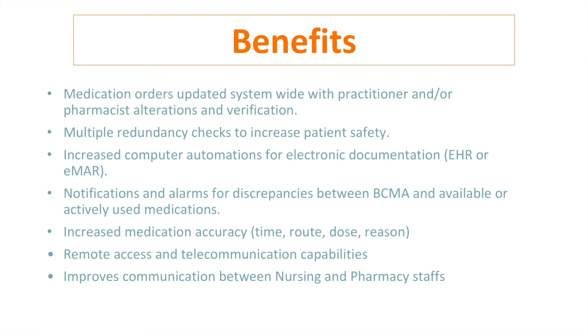Some of the things that surround this as well as some of the notifications that BCMA may alert us to, such as discrepancies between BCMA and available or actively used medication. Hopefully this will help increase medication accuracy, such as those 5 patient rights: the correct patient, the correct drug, the correct reason, the correct dose, route, and time.